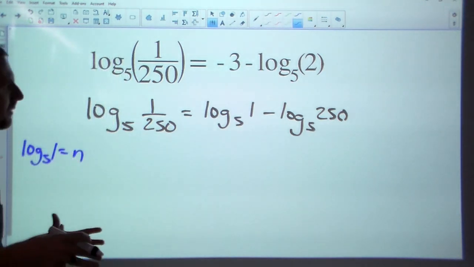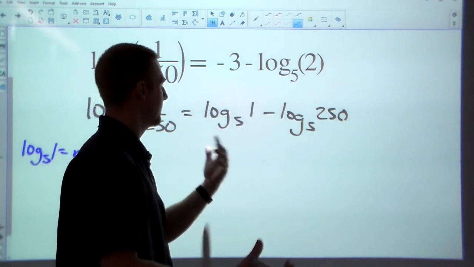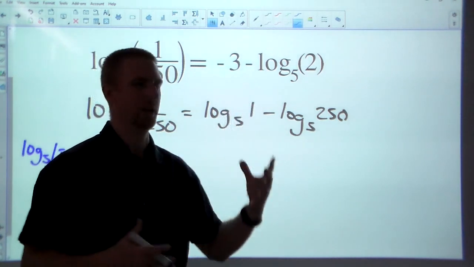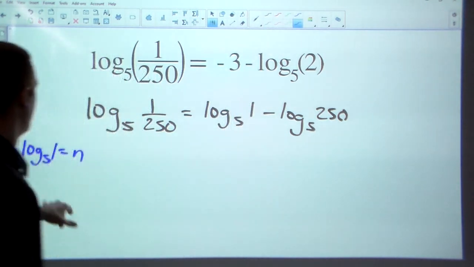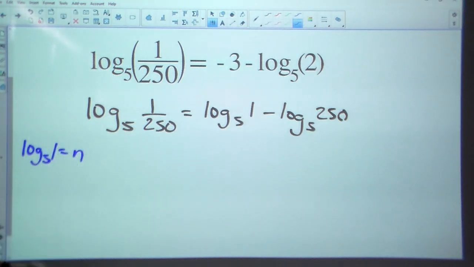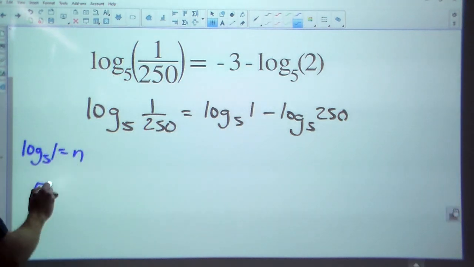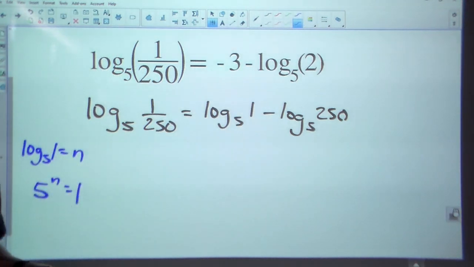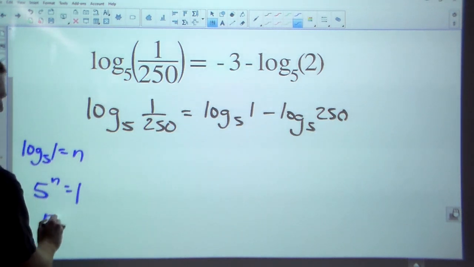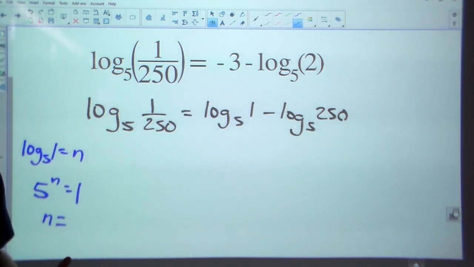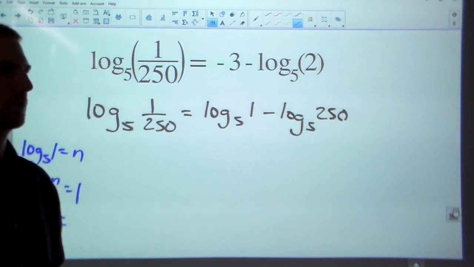But for now, if right off the top of your head you don't know what the log base 5 of 1 is, that's okay. Do this. Say, well, it equals something. And then rewrite it as an exponential, because you're going to be more familiar with exponentials at this stage. It's just the way you've worked with them more. So if you rewrite that, 5 to the n equals 1, and then you just solve it. This one's not too bad.